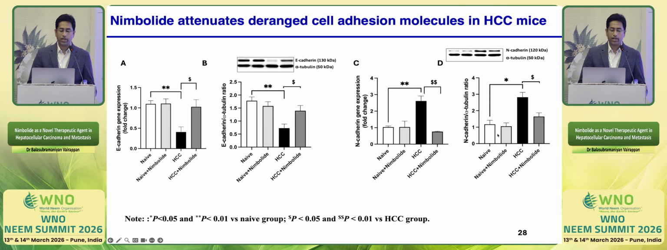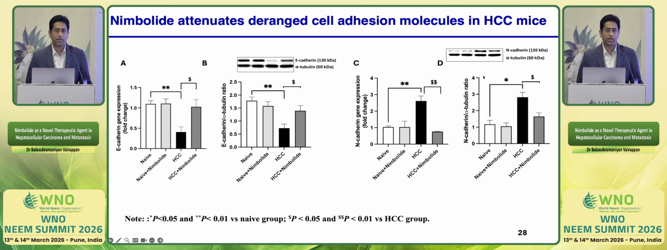Further, nimbolide attenuated cell adhesion molecules such as E-cadherin and N-cadherin. These are important biomarkers for epithelial mesenchymal transition. So we looked at both mRNA and protein. You can see that E-cadherin levels were significantly reduced in HCC. So nimbolide treatment significantly improved it. On the other hand, N-cadherin levels were significantly increased in HCC, and this is downregulated by treatment with nimbolide.